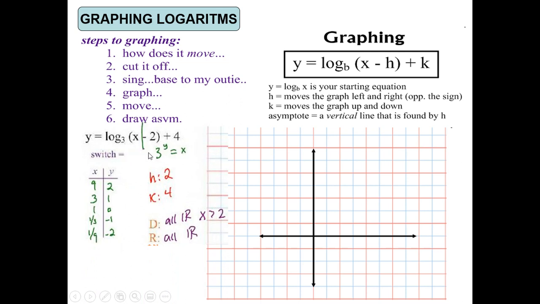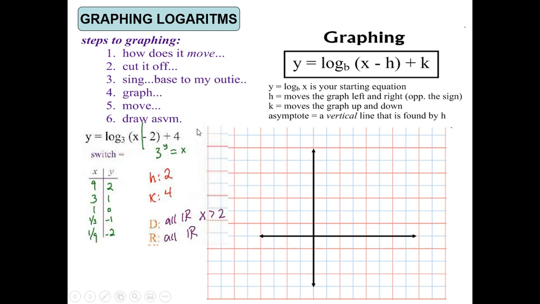So what is my base function? Log base 3 of y is equal to log base 3 of x. Well, switch it around. 3 to the y is equal to x. Base to the outie is equal to the innie. So what does that give me if I set up a table? X is 9, y is 2, x is 3, y is 1, x is 1, y is 0, x is 1/3, y is -1, x is 1/9, y is -2.